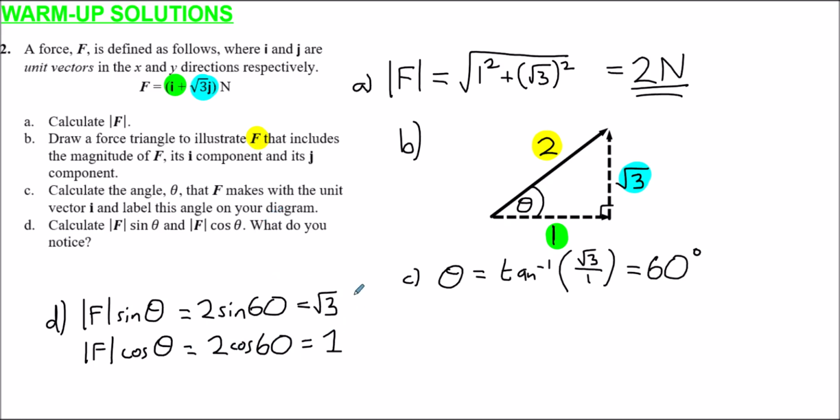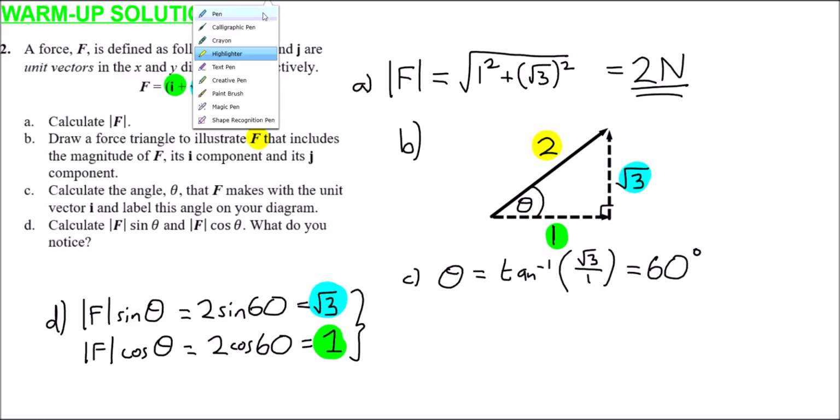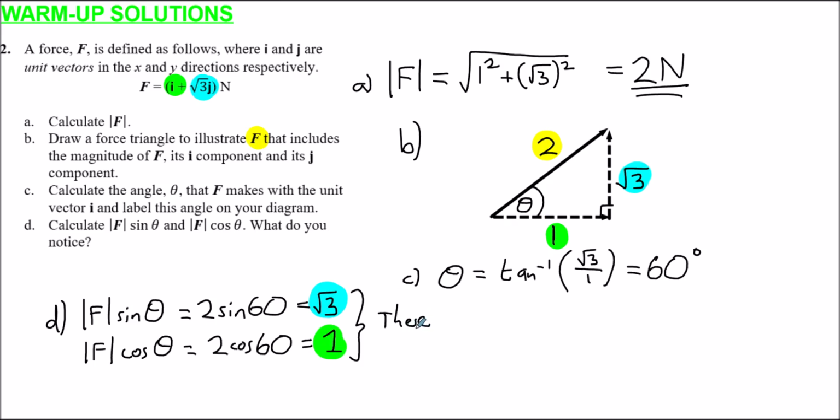So in terms of what do you notice, well, what we should notice here, if we look at our diagram, is root 3 is the j component, and 1 was the i component. And so these are the i and j components, or to put it in the order it's come, this is the j and i components. So these are the i and j components of a force F.